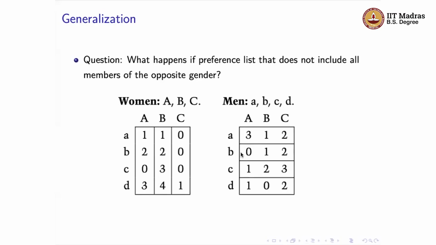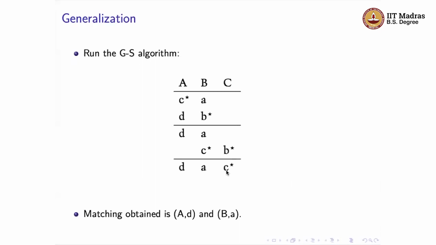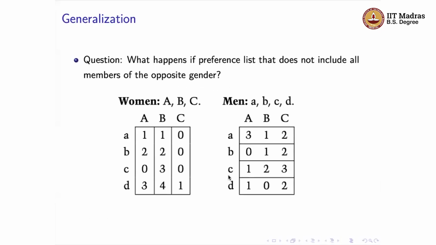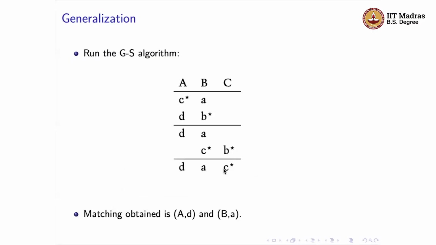Whereas the third person, C, makes a proposal to Miss C, and that is also going to be rejected. Why is that going to be rejected? Because from Miss C's perspective, again, she would prefer to be single rather than be paired with Mr. C. So she rejects it. And then Mr. C has no more proposals to make.